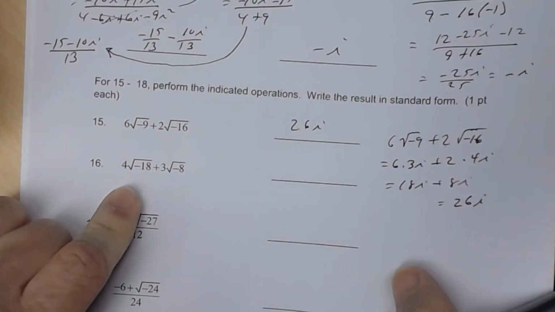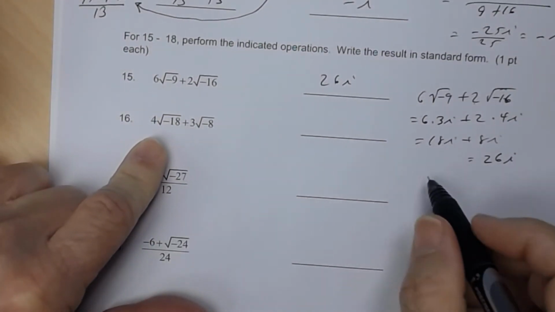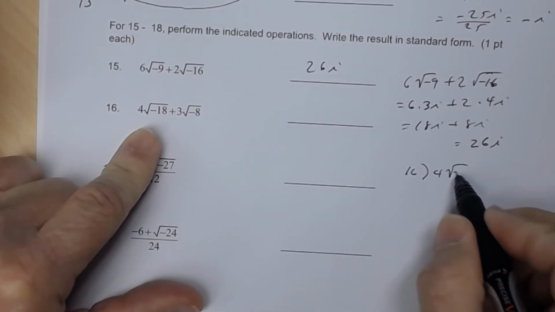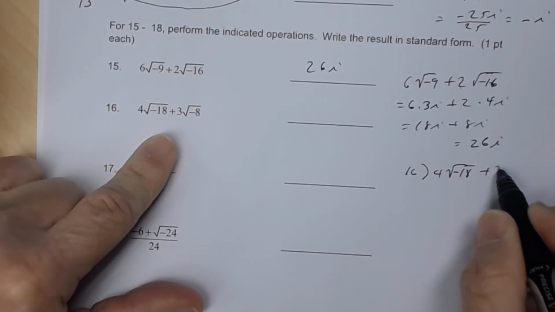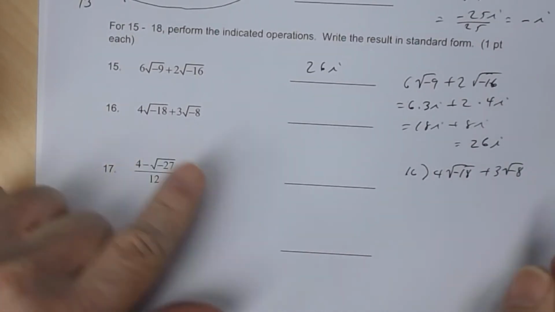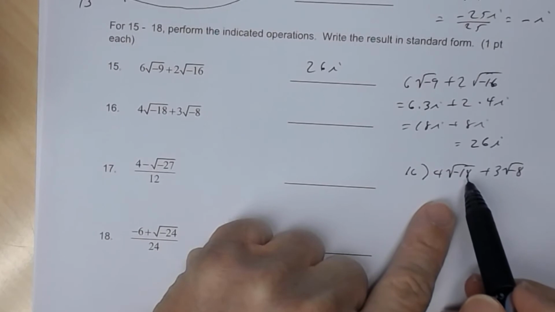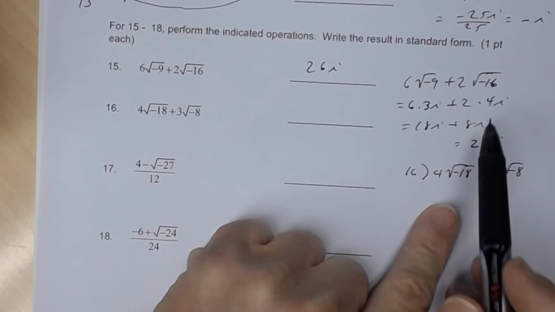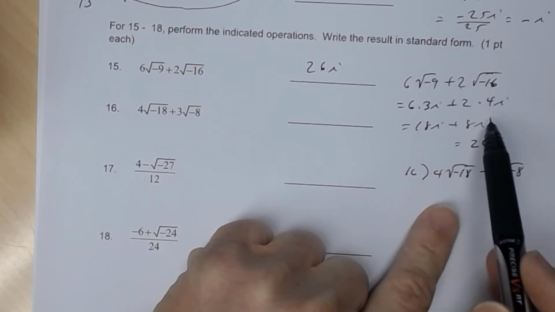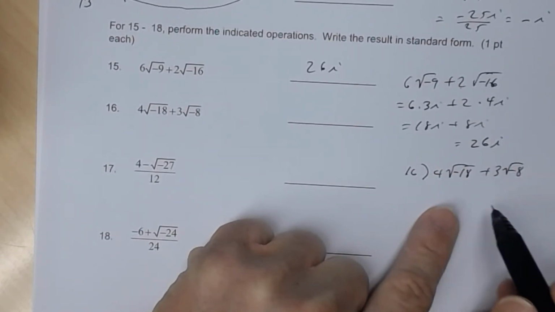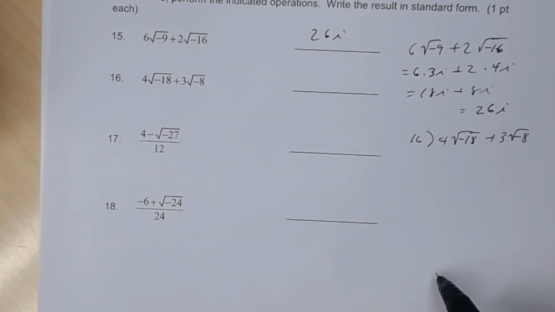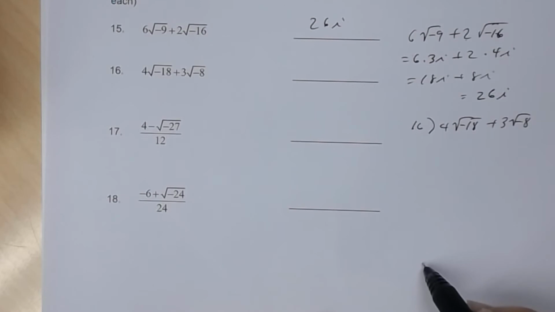Okay, number 16, you have 4 square root of a negative 18 plus 3 square root of a negative 8. Now, 18 is not a perfect square. 9 was a perfect square, 16 was a perfect square, so that's why you were able to simplify it very easily. But these are not. So you want to go ahead and simplify the square root of a negative 18. So let's go off to the side right here and simplify that. So the square root of a negative 18.